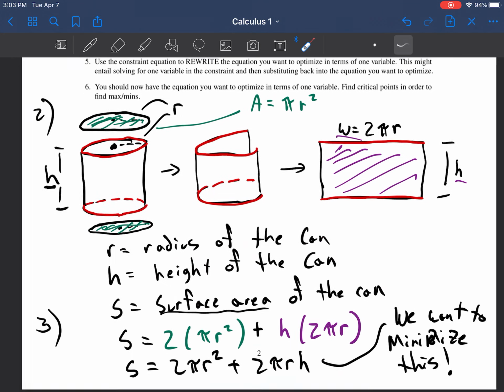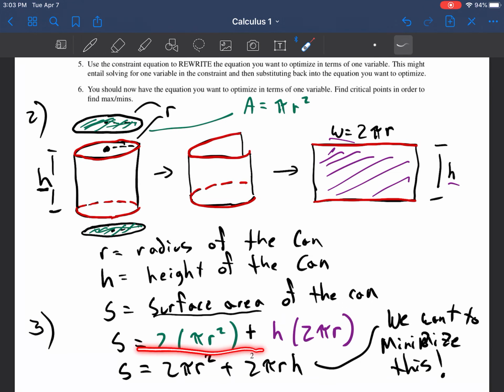Okay, so the idea is that you have this formula right here, this equation. This is a function with two variables, an r and an h. We want to find the minimums for this function. We want to minimize it. We have a way of doing that. That's finding critical points. So you take the derivative, set it equal to 0, and then figure out whether you have a maximum or a minimum.